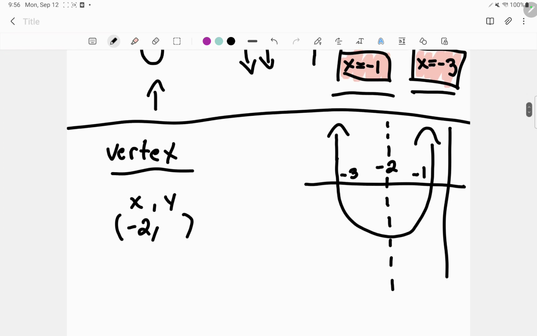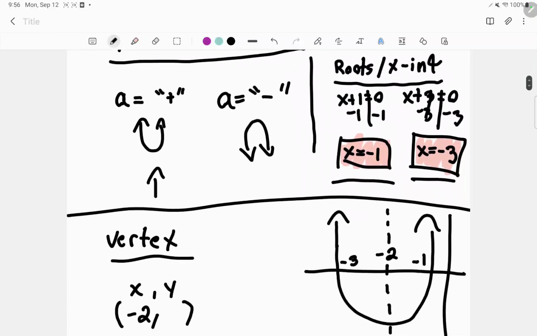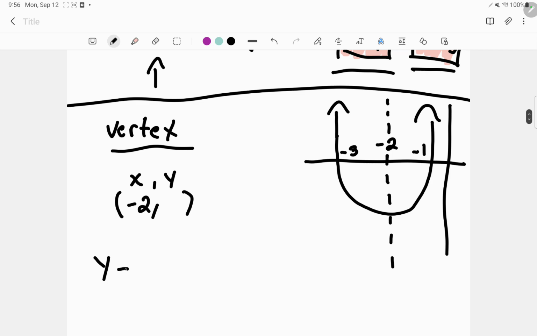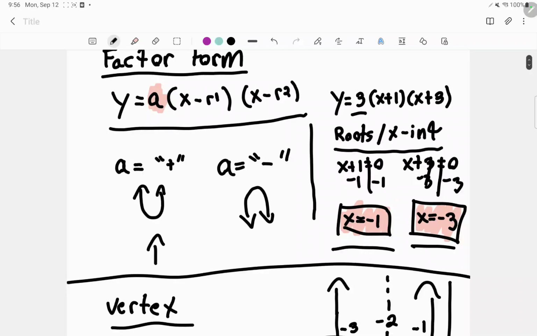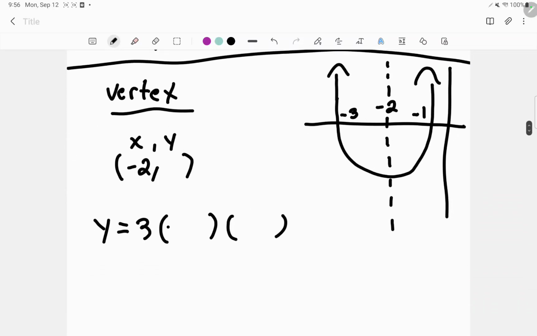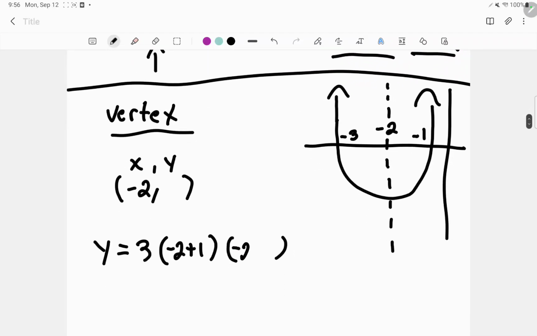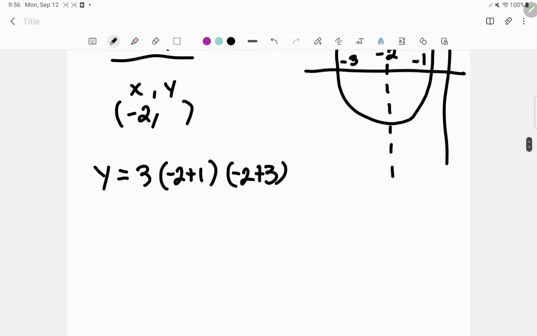Now, all I have to do to find the y value is plug in negative 2 for all the x's. So I'm going to go ahead and do that. I'm going to have y equals 3, parentheses, and I'm plugging in x, so it's going to be negative 2 plus 1, and negative 2 plus 3. Now, negative 2 plus 1 is going to be negative 1. Negative 2 plus 3 is going to be 1. And then I'm going to have a 3 over here, and I'm going to have y.